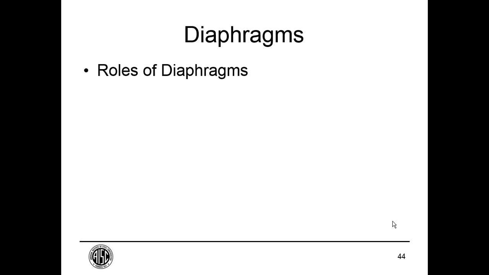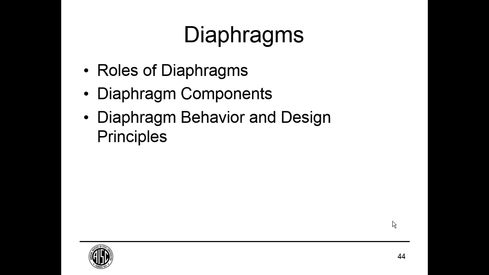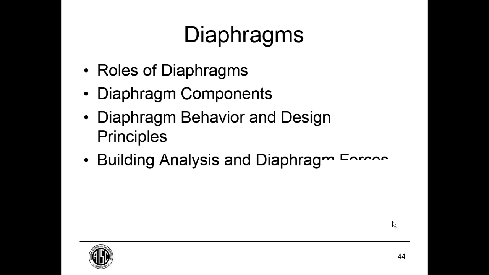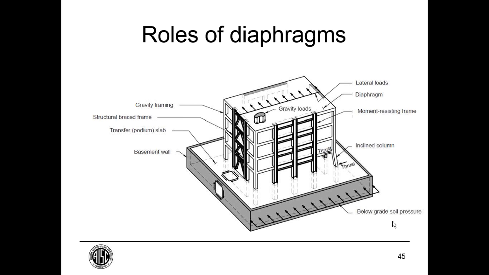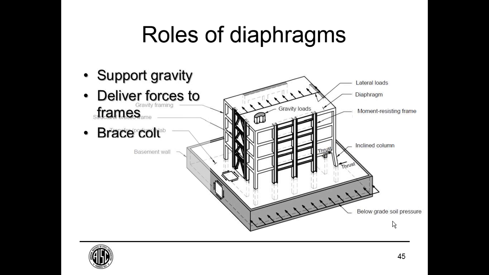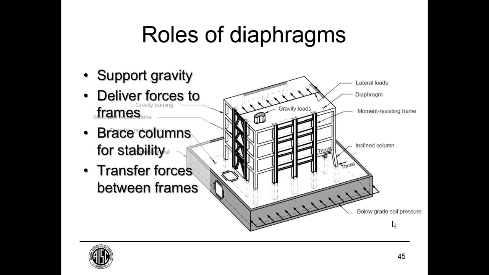So we'll talk about the role of diaphragms, some components, some design aspects, and building analysis, as well as the internal forces in the diaphragm. So this is from a NIST publication. We have a reference to that at the end of this seminar. And it's a little diagram of a steel building that has a number of things going on with the diaphragms, including the diaphragm supporting gravity, delivering forces to our lateral frames, providing stability of our gravity columns, transferring forces between one frame and another, and resisting our P-delta thrust.